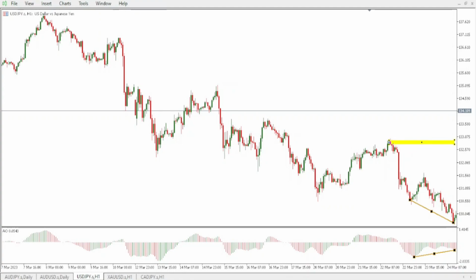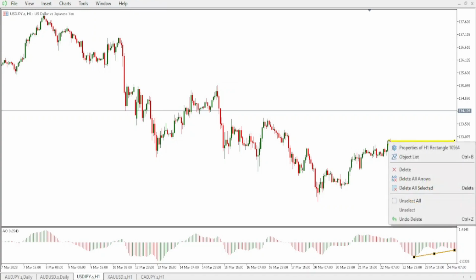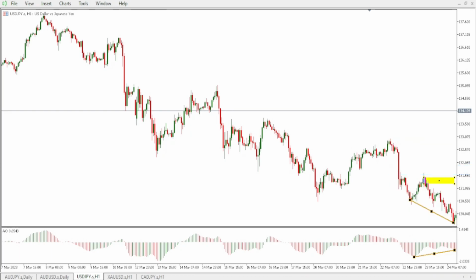The next step is to check the TP zone. Now regular divergence traders put their TP zone at the yellow zone right here, which is the previous high. But as a revamped strategist, we are taking our TP at the immediate high of the strategy formation.